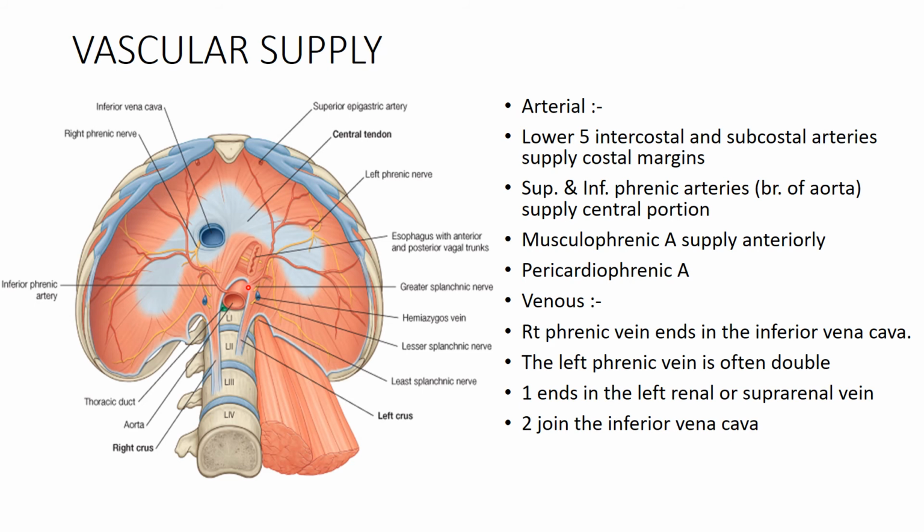And the venous drainage: the right phrenic vein ends in the inferior vena cava, and the left phrenic vein is often double, and one ends in the left renal or the suprarenal vein, and the other joins the inferior vena cava.